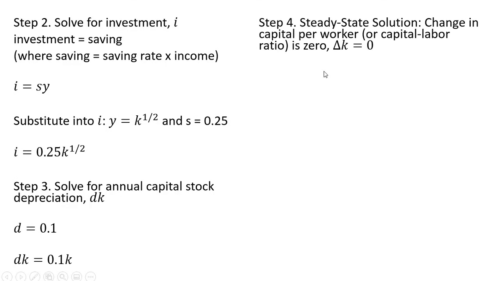In step 4, the steady state solution, the change in the capital labor ratio, or the change in capital per worker, is going to be 0. So here's the change in capital. It's investment minus depreciation. Making our substitutions for i, we plug in 0.25 k to the 1/2 power. And we just solve for the amount of depreciation, 0.1 k. The change in capital we set equal to 0 again. And now we're going to solve this equation for k.